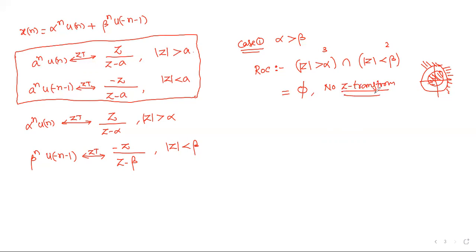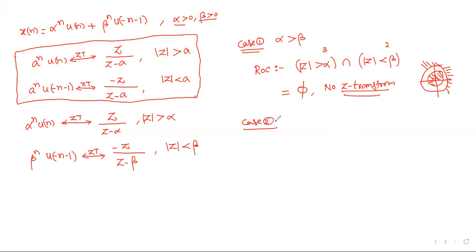Now, sir, if the Z transform is not there, what do we need to do? That we will discuss in the last topic, the unilateral Z transform. When the topic comes, I will explain that. So as of now, the Z transform doesn't exist when alpha is greater than beta. Alpha and beta are both positive values, alpha greater than 0, beta also greater than 0. If alpha is greater than beta, there is no Z transform.